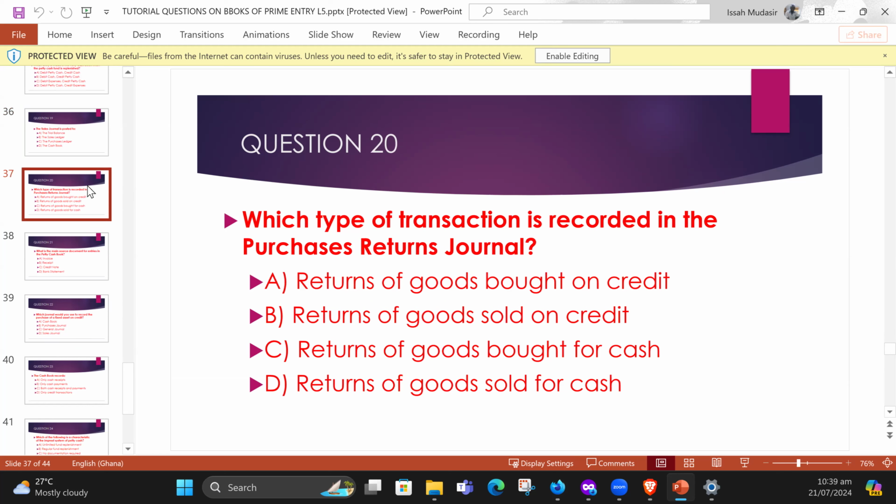Good. Question 20. It's only level 5. 25. Hey, who is saying A? If you say A, you get 0. All right. Which type of transaction is recorded in the purchases returns journal?